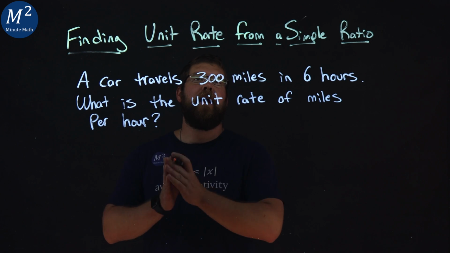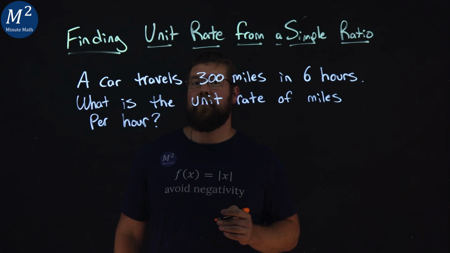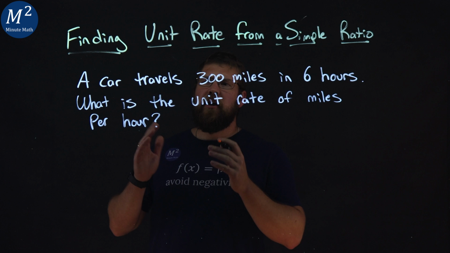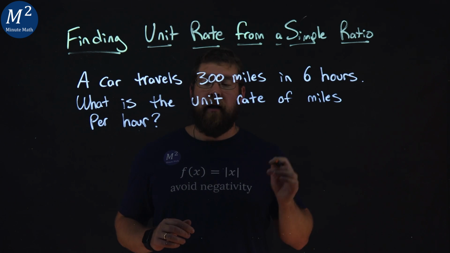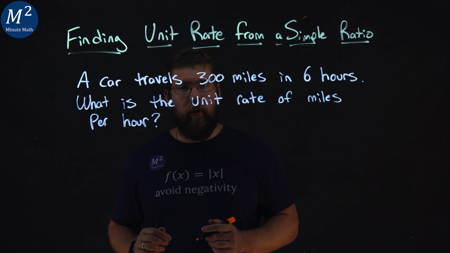Let's learn about finding unit rate from a simple ratio. A car travels 300 miles in 6 hours. What is the unit rate of miles per hour?